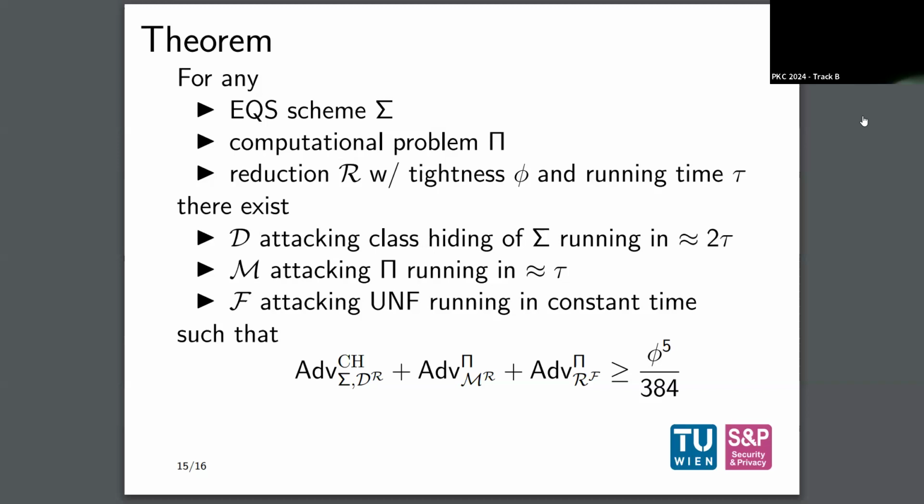But recall, phi was a measure of how successful the reduction is. And if you have a reduction that only wins in negligibly many cases, then it's not a very useful reduction. Or the contraposition of that, if we assume we have a useful reduction, then we know that phi is big, therefore phi to the 5th over 384 must be big, and therefore at least one of the advantages must be big, and we can break one of these problems.